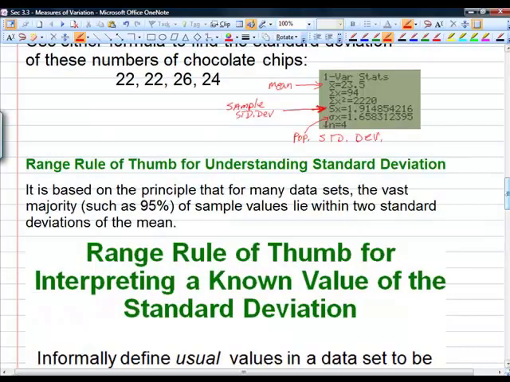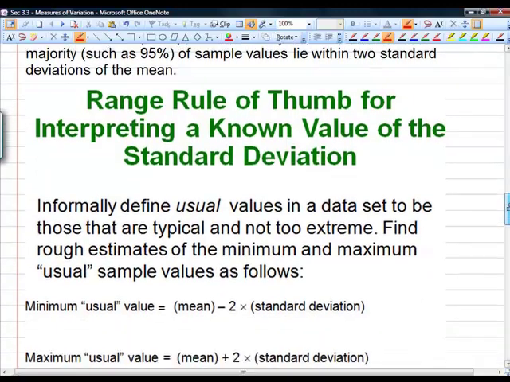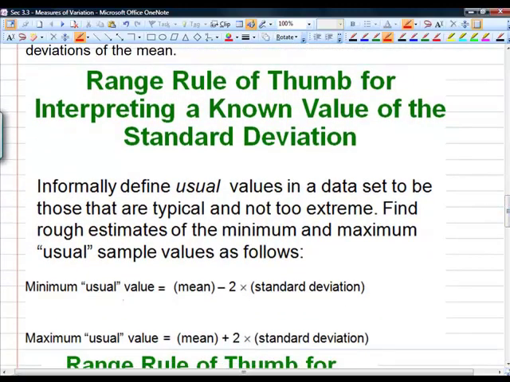The range rule of thumb for understanding standard deviations is based on the principle that for many data sets, the majority, or 95% of the sample values, lie within 2 standard deviations of the mean. 95% is kind of our cutoff for usual versus unusual. That other 5% we consider to be unusual. So if we're within 2 standard deviations of the mean, then we're considering these to be usual values. So the range rule of thumb is what we use to measure our minimum usual value. We take the mean and we subtract 2 standard deviations. To get the maximum, we take the mean and we add 2 standard deviations.